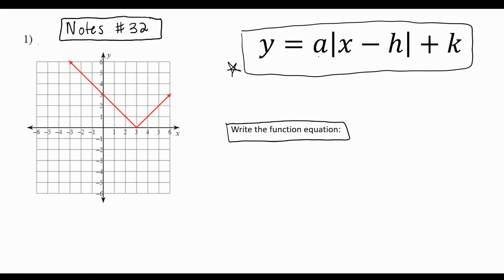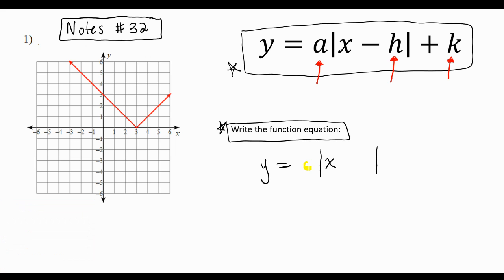Okay, so what we need to do is identify if we have a number for A, H, and K. All right? So what that means is everything else stays put. So to answer the question right here, write the function equation. I want you to start writing with me. I want you to write y equals, and then put the absolute value bars, and put the x. Just like that.